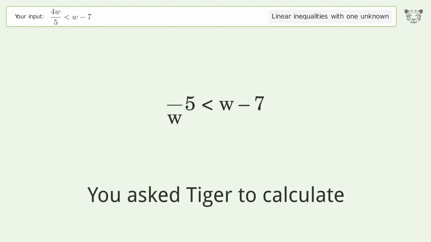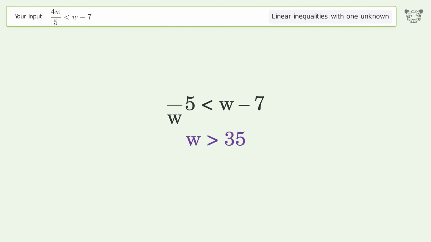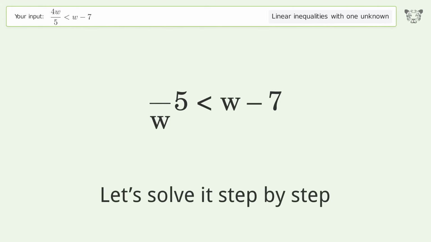You ask Tiger to calculate. This deals with linear inequalities with one unknown. The final result is w greater than 35. Let's solve it step by step.